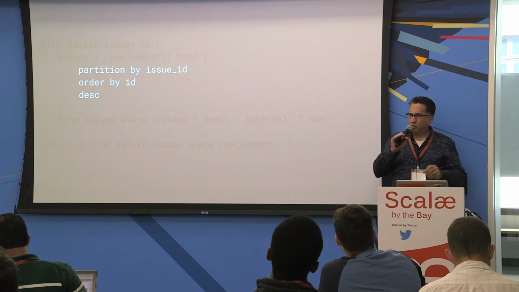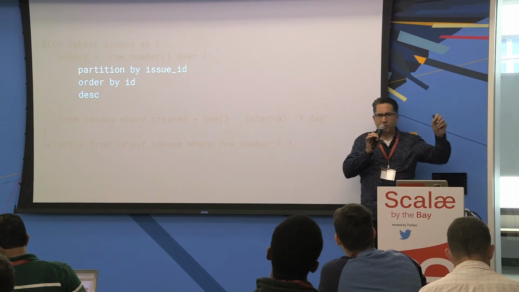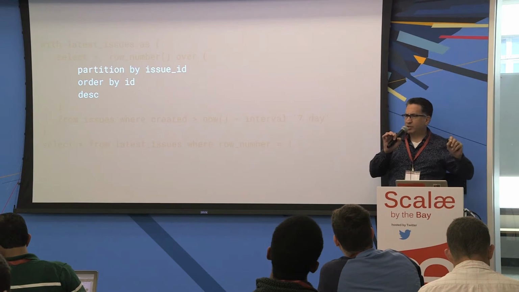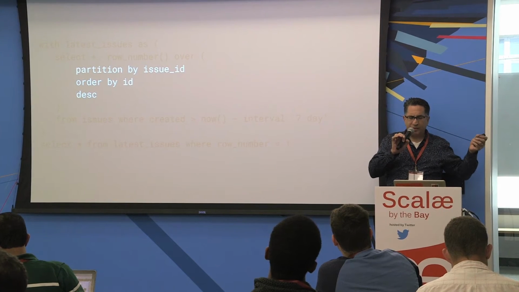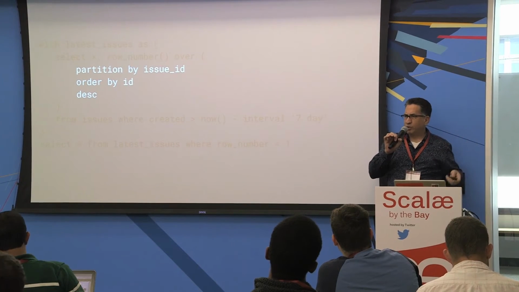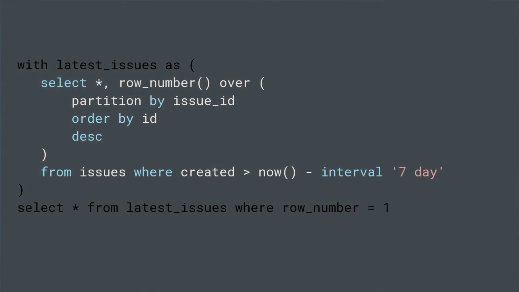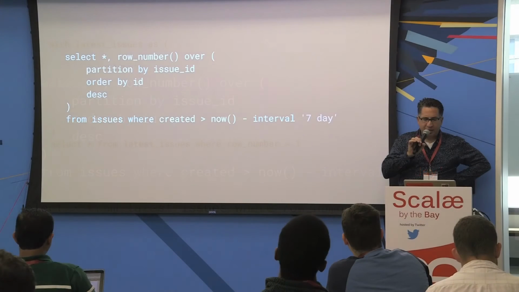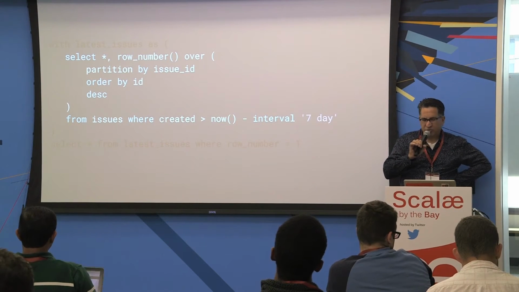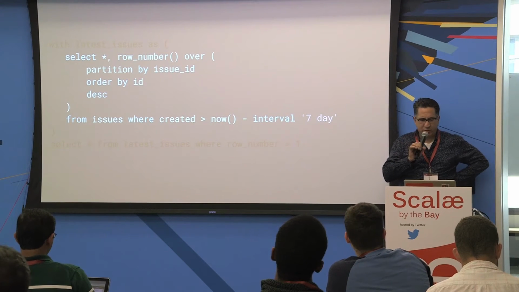And in this case, saying, look, for all the rows that match an entity ID, order them by ID descending, which means the most recent one is first. Then I want to get the row number of it. So the row number of the most recent one will be 1, and then the second ones will be 2. And then I want to limit this to issues maybe only created in the last week.